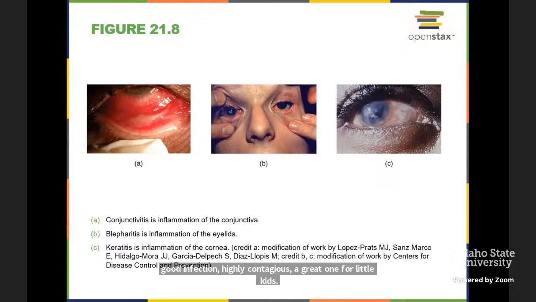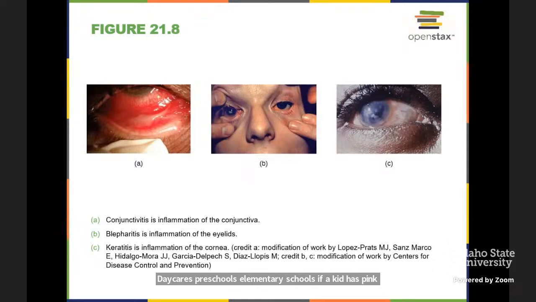It is a really pretty good infection, highly contagious, a great one for little kids, daycares, preschools, elementary schools. If a kid has pink eye, you kind of just imagine multiple ones are going to wind up with pink eye. They should be staying home. But sometimes that's not what happens. And sometimes you don't recognize it till a little bit later. The damage is already done. All right.